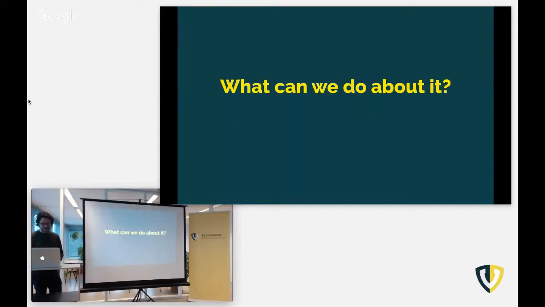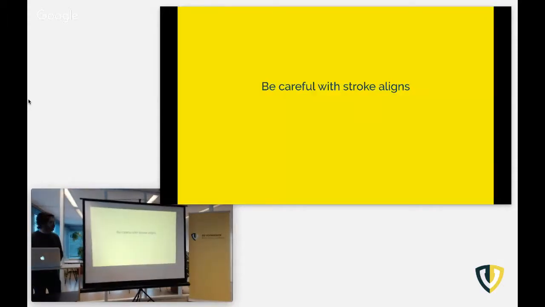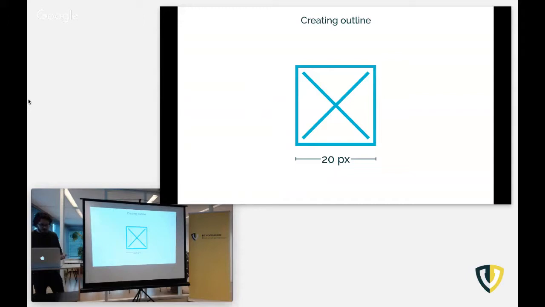So yeah, what can we do about it? Be careful with stroke lines. So what actually happens with the stroke line? Well, the stroke line options in Illustrator and in Sketch are a lot broader than you can do with SVG. So you have all these options of aligning a stroke to the outside of your artwork, on the inside of the artwork, or in the center. SVG does not have this option. If you draw a stroke, it's on the middle of your artwork.